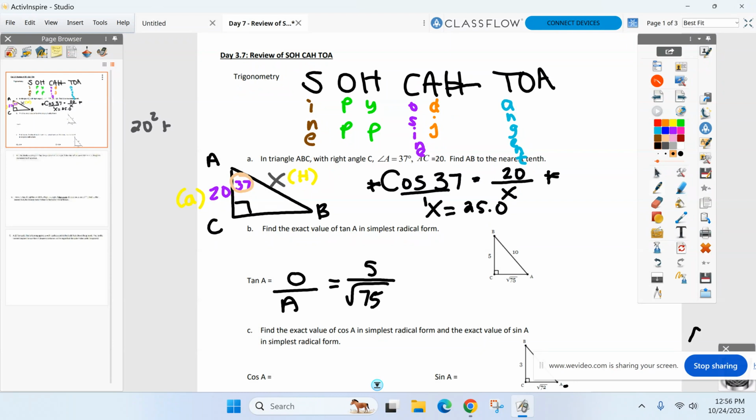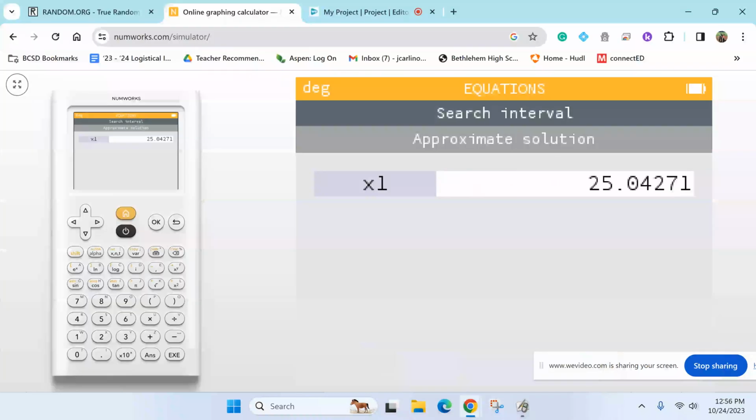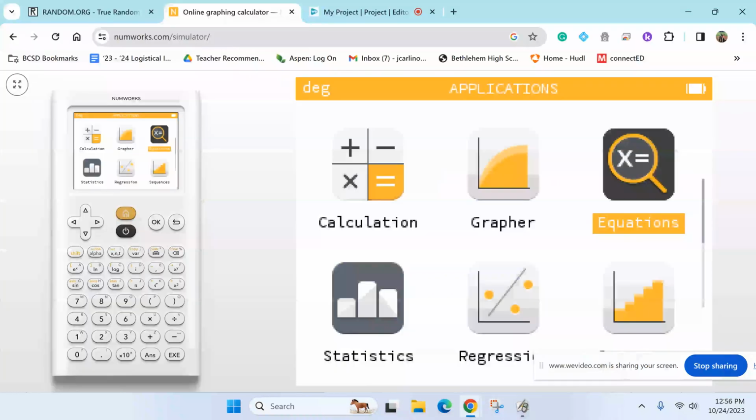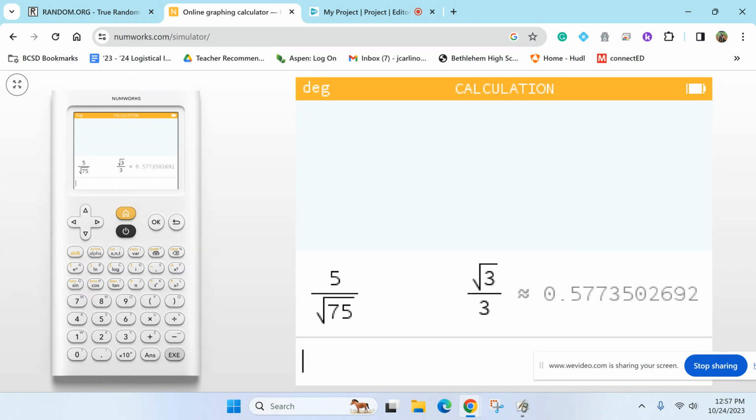All right, go to calculations. There's no equation to solve here, so there's no reason to be in the solver. Go back to home. Go to calculation. And do 5, what was it? 5 over radical 75. So 5 over square root of 75. God, it does it for you. It'll simplify it for you. There it is, radical 3 over 3.